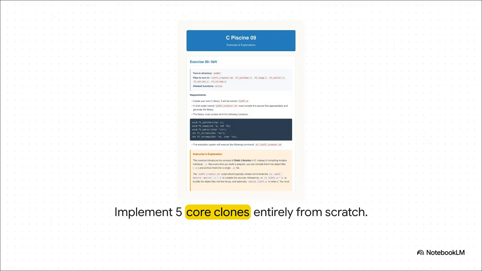For this exercise, you have to recreate 5 standard C functions entirely from scratch. You'll be building ft_putchar, ft_swap, ft_putstr, ft_strlen, and ft_strcmp. And remember the golden rule here: the only external function you are allowed to use is write. These 5 clones are going to serve as the rock-solid foundation of your new libft.